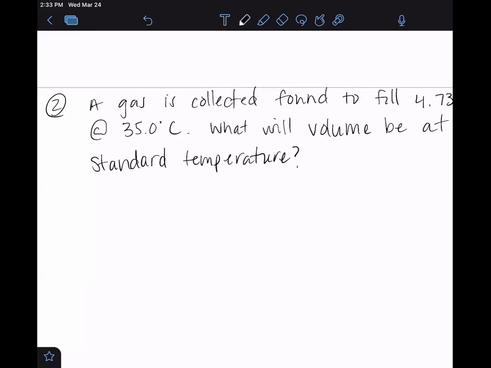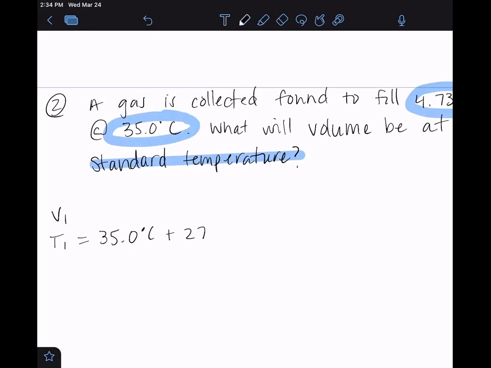Okay, so the first thing is these questions are the best and most favored by instructors because you're given the standard temperature. And when students first start dissecting this the same way that we just did the last problem, they're going to think, okay, 4.73 liters, I'm going to circle it. That's a volume, V1. Here is a temperature, T1. The T1 is 35 degrees Celsius, but always, always, always transfer it to Kelvin. So that's going to be 308 Kelvin.